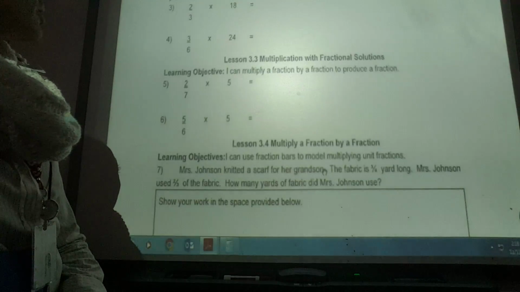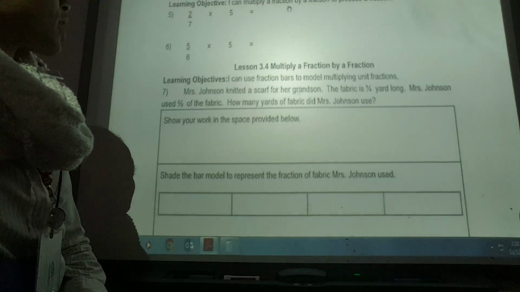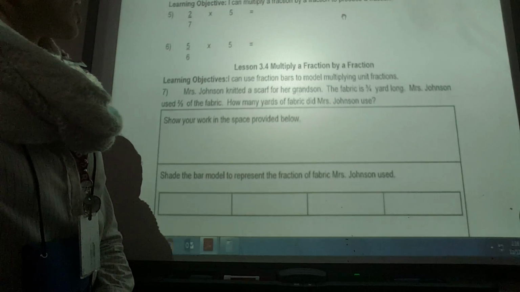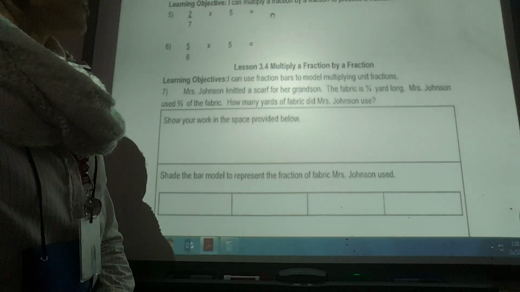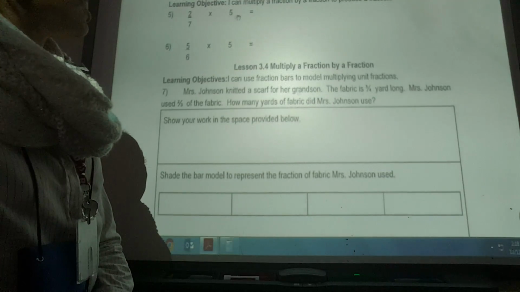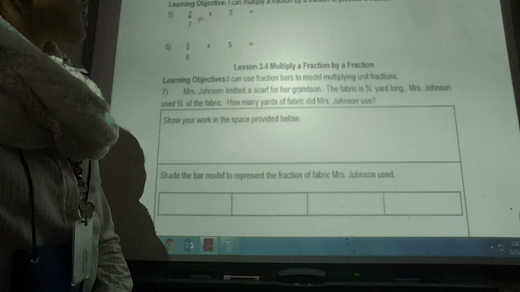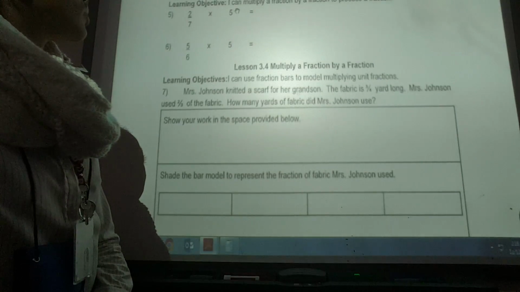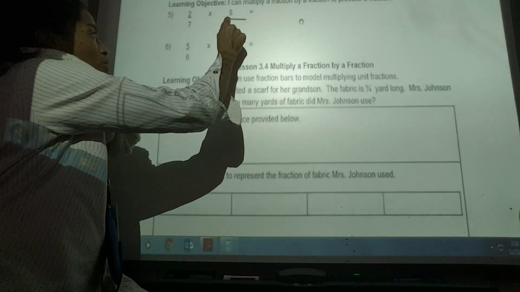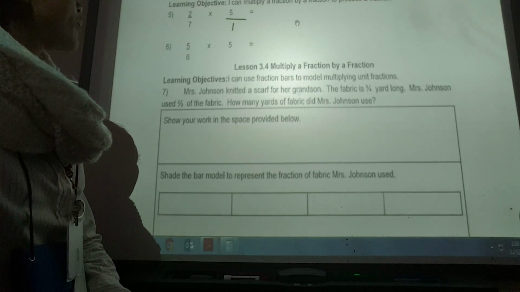So number 5, okay, learning objective. I can multiply a fraction by a fraction to produce a fraction. All right, so in this case, we actually are going to change this whole number into a fraction, okay, because we cannot evenly divide here, okay? We can't evenly divide here or here. So in that case, we learn how to put the whole number over 1. So we want to put 5 over 1, okay?